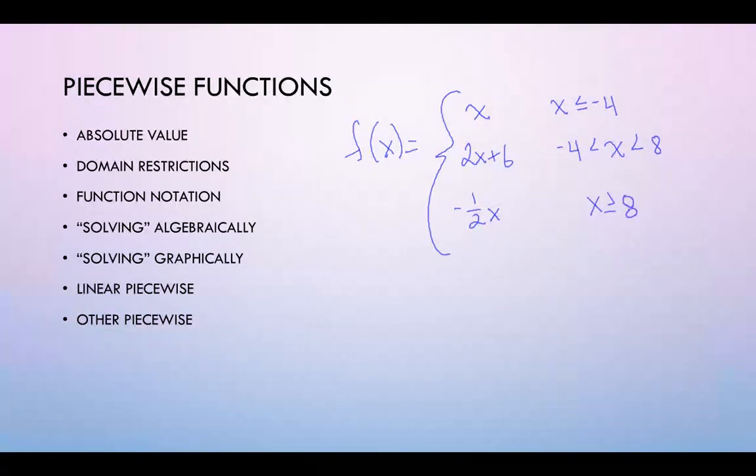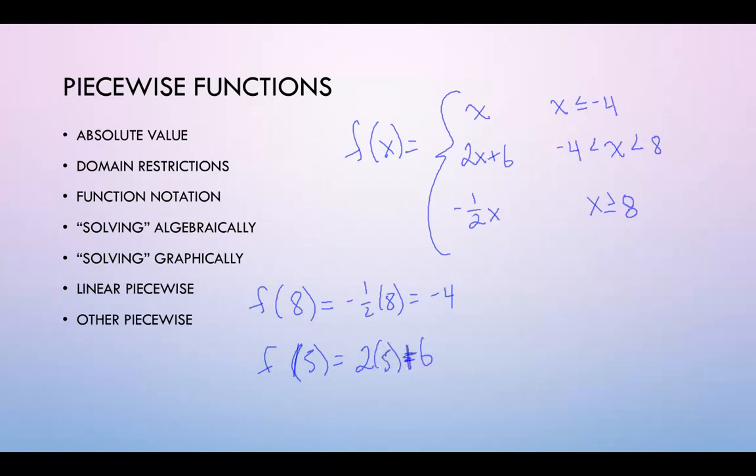And then, you know what? I could tell you to do it graphically, or I could say something like, hey guys, what is f of 8? And you would need to recognize that I need to do this in the third one, right? Because that's where it's in the domain. So I would have negative 1/2 times 8 equals negative 4, right? I could ask you, what is f of 5? And you would need to recognize that that is in the domain right here. 2 times 5 plus 6 equals 10 plus 6 equals 16.